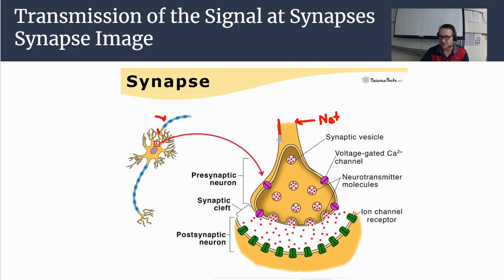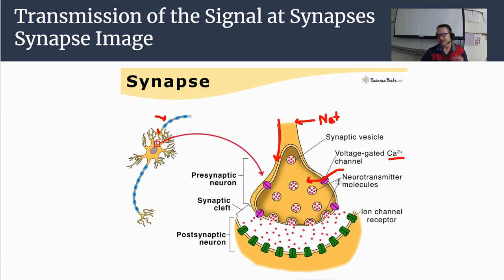So as the action potential travels into the synaptic end bulb, now it's not sodium ions anymore. Now we're switching to calcium ions, Ca2+. So when the action potential reaches the synaptic end bulb, that's going to cause the voltage gated calcium channels to open up. And calcium is going to rush into the neuron from high concentration to low concentration.